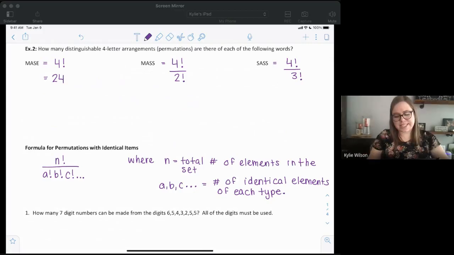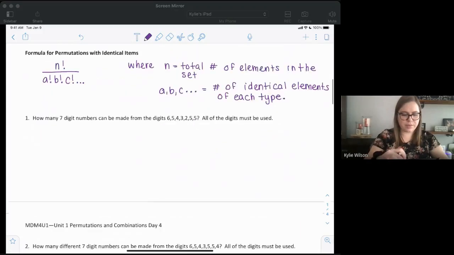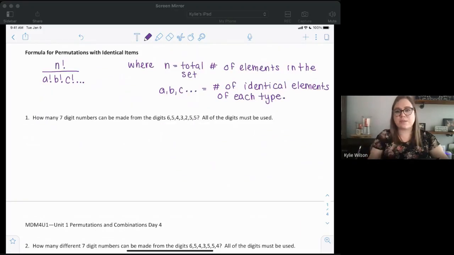So I find these easiest to do with an example. When we go through the example, we're going to do it in two very similar ways. We're going to do it using the formula, but I also want to do it using the box technique too, just so you can see two ways to approach it and then choose whichever one is best for you.